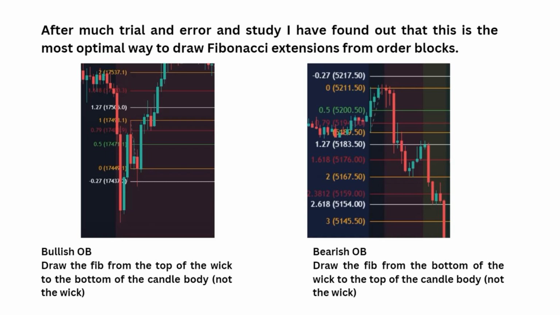Bullish order block: draw the Fibonacci from the top of the wick to the bottom of the candle body, not the wick, as shown here. Top of the wick to the bottom of the body. For bearish order blocks, draw the Fibonacci from the bottom of the wick to the top of the candle body, not the wick. So here's the wick, and here is the candle body.